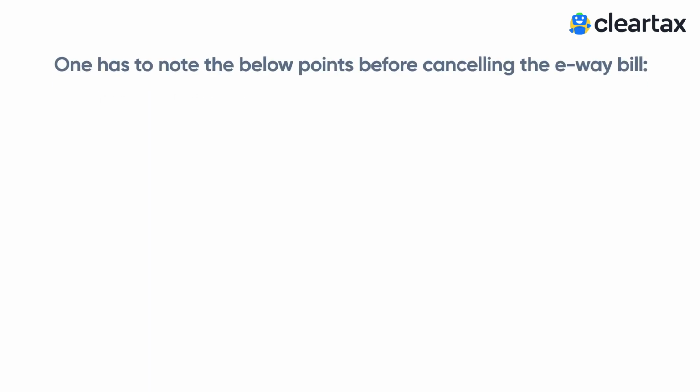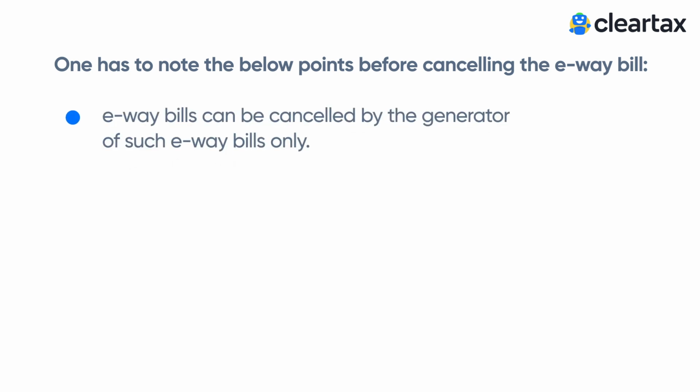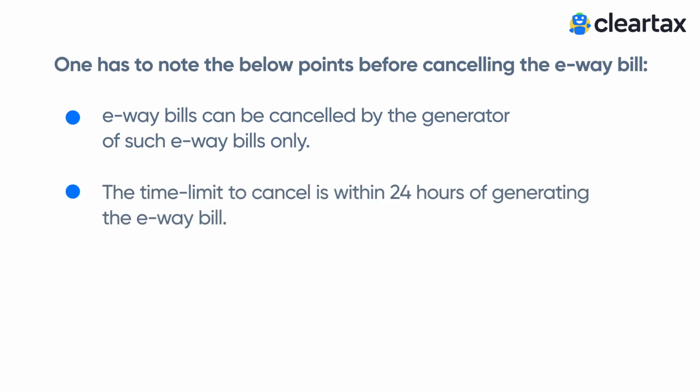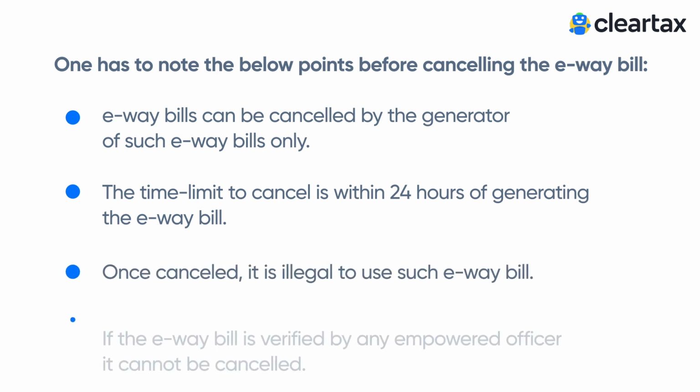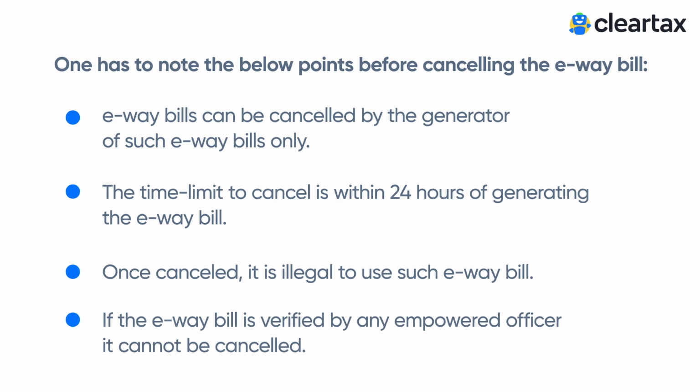One has to note the below points before cancelling the e-way bill. E-way bills can be cancelled by the generator of such e-way bills only. The time limit to cancel is within 24 hours of generating the e-way bill. Once an e-way bill is cancelled, it is illegal to use such an e-way bill. If the e-way bill is verified by any empowered officer, it cannot be cancelled.